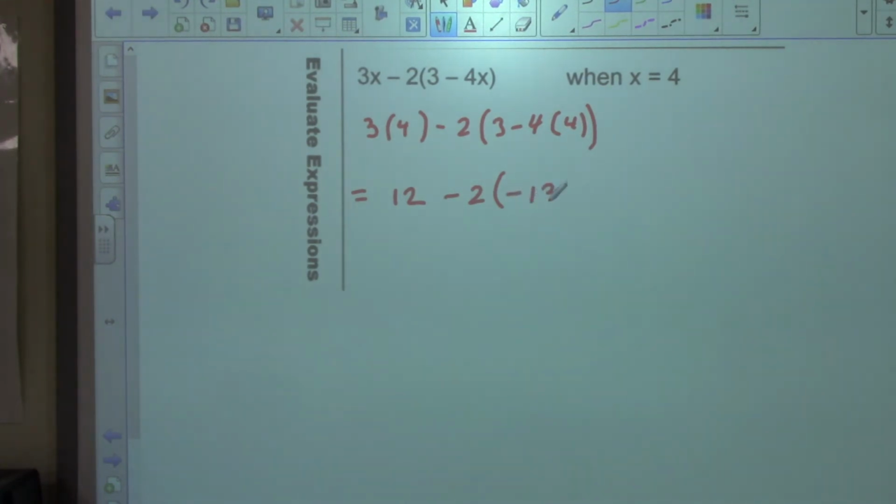Negative 13, right? And so now what we have is 12, and we have minus times minus, so that's going to be plus 26. And so our answer is going to be 38, right? Okay? It makes sense? People shouldn't have too much trouble with this, right?